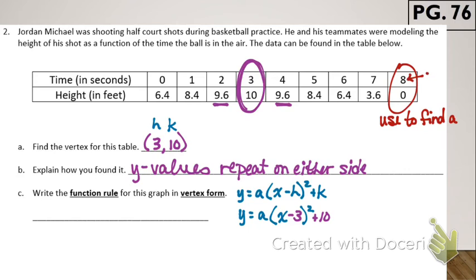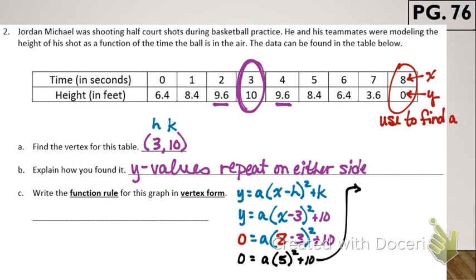So I'm going to use this to find a. This is what I'm going to put in for x, and this is what I'm going to put in for y. So I have 0 equals a, and then in here I have 8 minus 3. What is 8 minus 3? 5. And then I'm going to take the 5 and square it. What is 5 squared? 25. So I have 0 equals 25a plus 10.